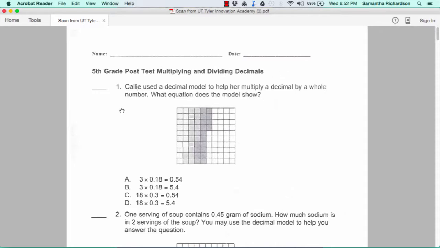Number 1. Callie used a decimal model to help her multiply a decimal by a whole number. What equation does the model show? A. 3 times 0.18 equals 0.54. B. 3 times 0.18 equals 5.4. C. 18 times 0.3 equals 0.54. Or D. 18 times 0.3 equals 5.4.